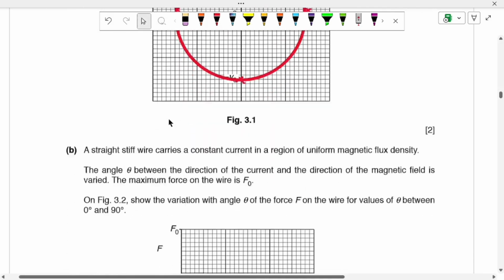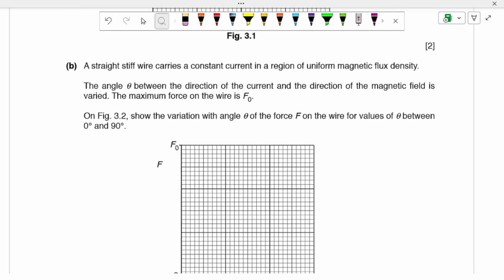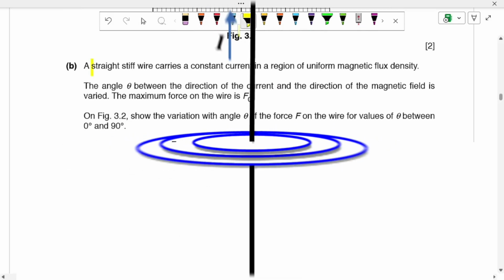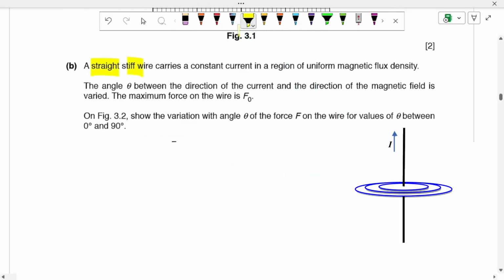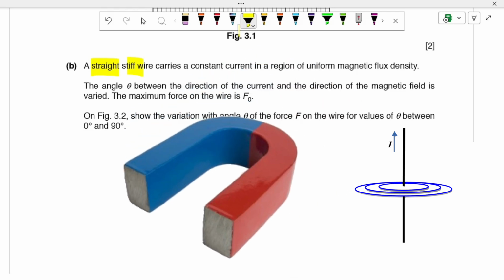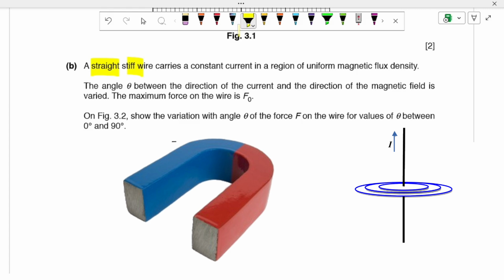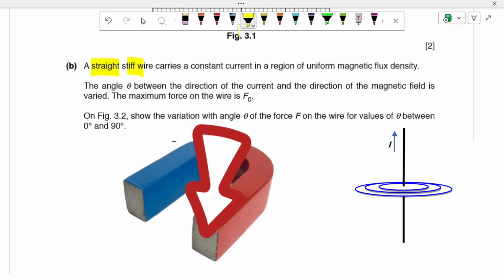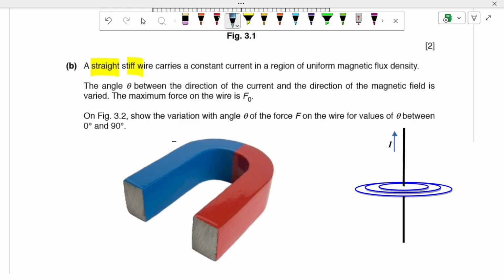Okay. Moving on to part B, we're given a straight, stiff wire. Very straight and stiff, right? Let's say that's our wire. It passes through a region of uniform magnetic flux density. So I'm going to have a bar magnet, one magnet on that side, and they're going to create a region in between of uniform magnetic flux density. We know that magnetic flux density is defined by the symbol B.